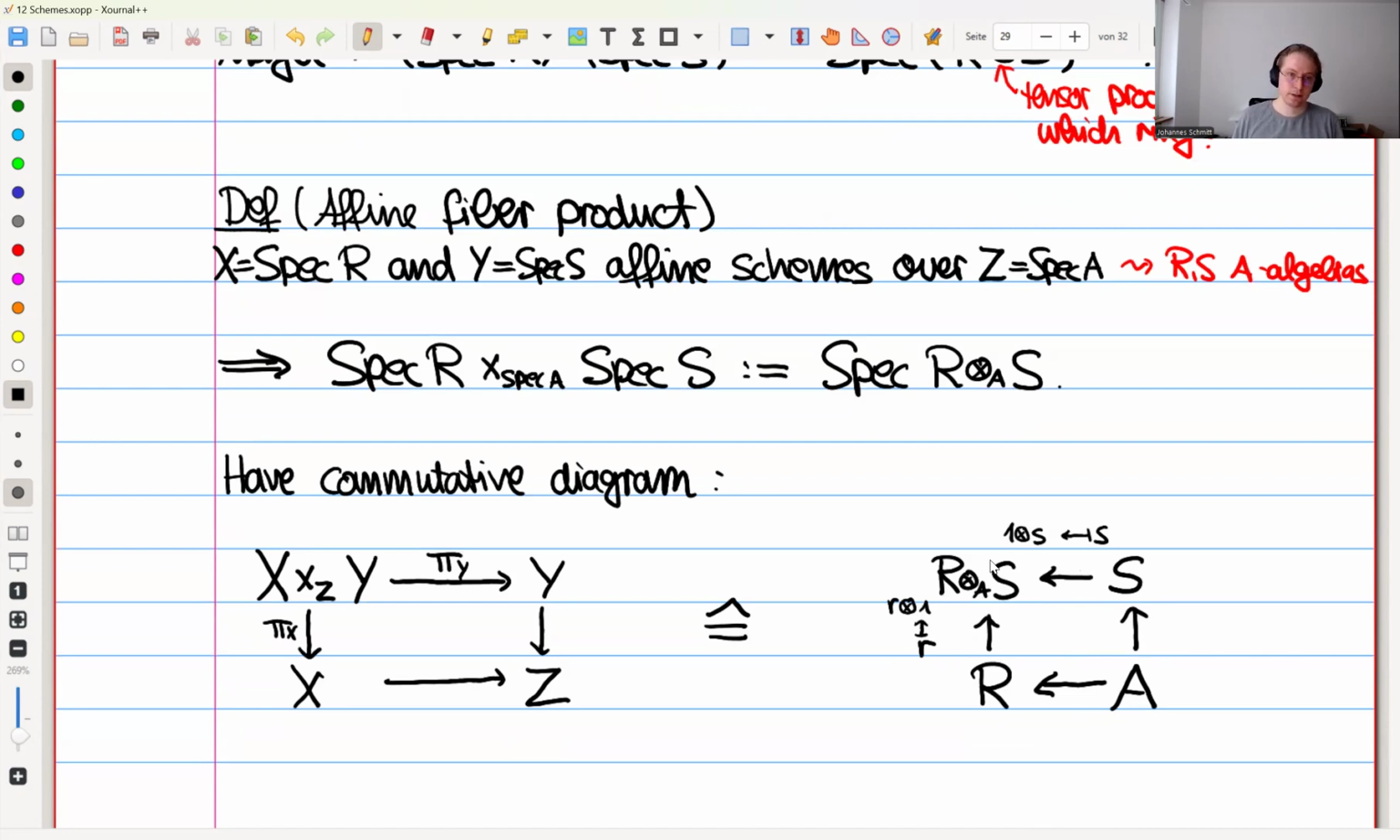If you translate this, now you take the spectrum everywhere, then you get a commutative diagram of affine schemes. And taking the spectrum reverses the arrows, so we get arrows in this direction. So the induced maps on the schemes from this and this, we can call π_X and π_Y. And we will think of these as projections to X and Y. And this is already looking pretty good. This is reminding us of the universal property of the product of two varieties that we have seen before. Okay.